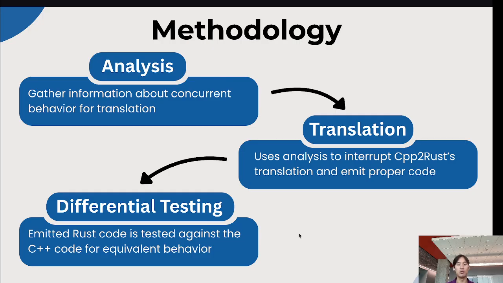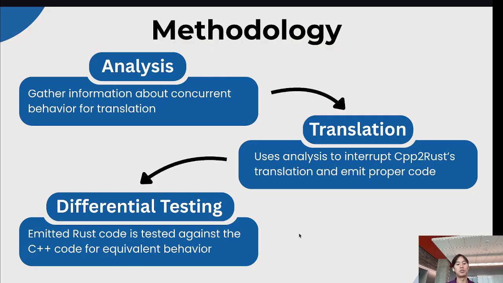And in case you don't know what a mutex is, it's just something that protects a shared state between threads, making it so you don't run into data races and pretty much any race conditions if you use the mutex properly. And then translation. It uses the information gathered from the analysis stage to intercept C++ to Rust translation and emit the proper concurrency code. This is important because C++ to Rust doesn't properly translate concurrency code, and that's where my code will come in.